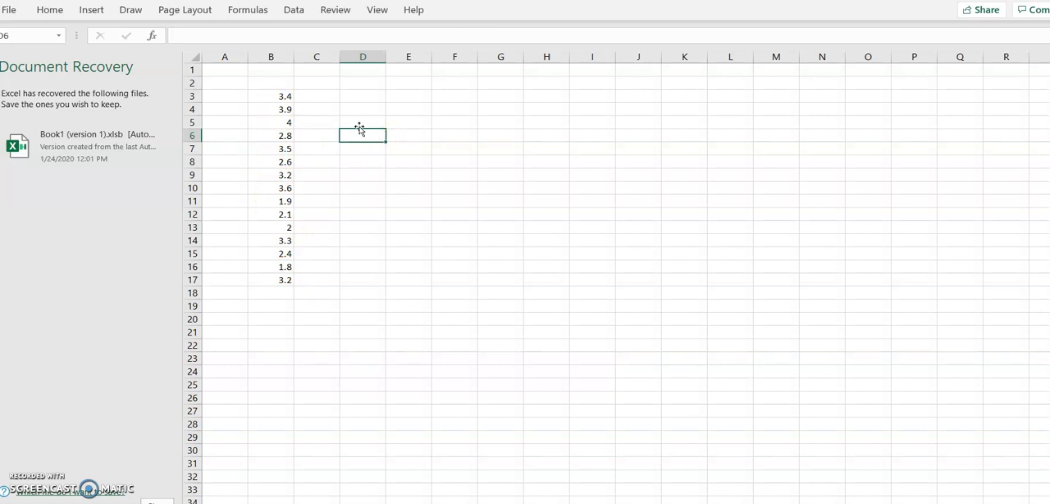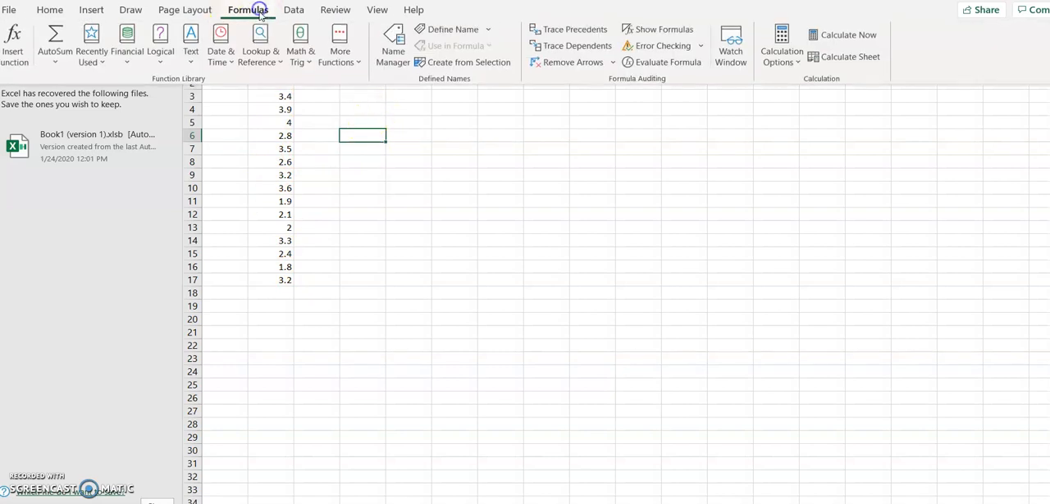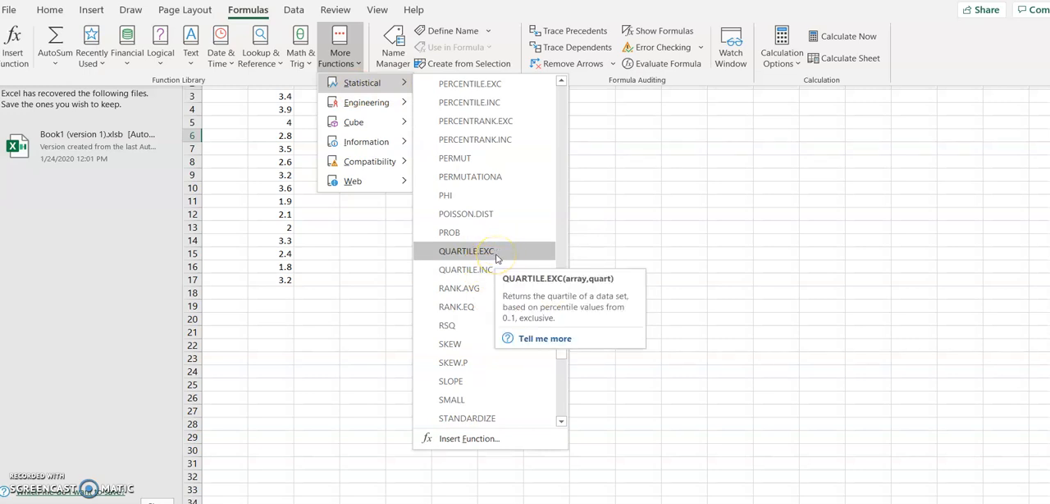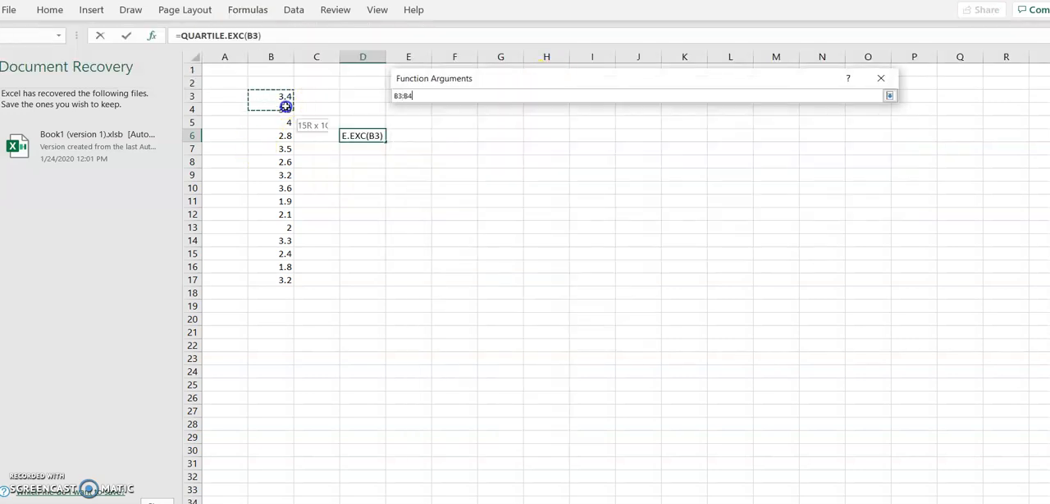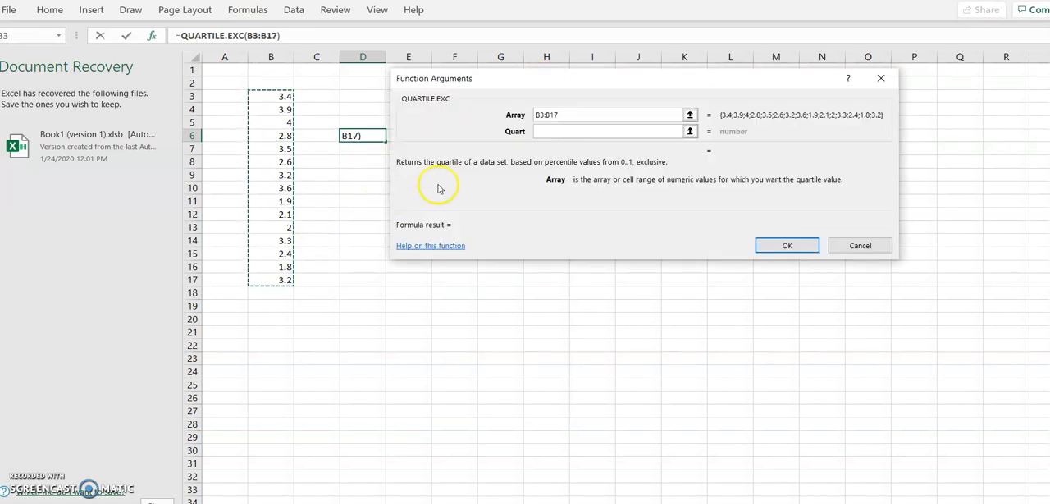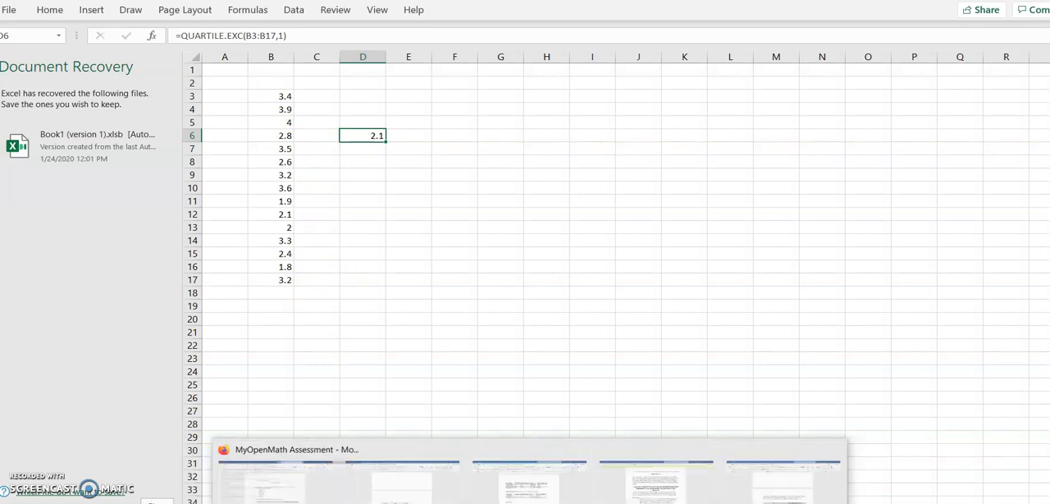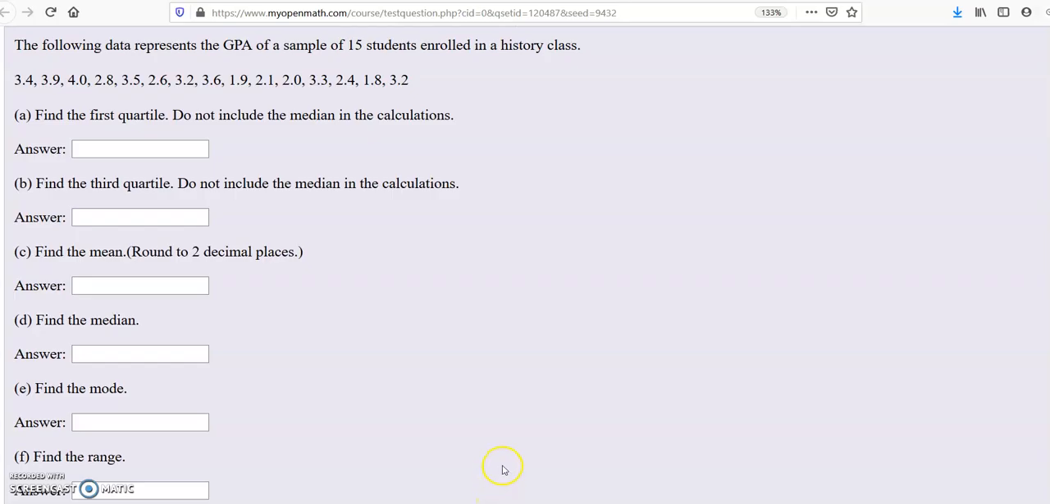Then to get the first quartile, Q1, you go to Formulas, More Functions, Statistical, and Quartile. Pretty sure it's this one. Then you click on the array, and then you type in the quartile. It's either going to be 1, 2, or 3. Quartile 1, and so your first quartile is 2.1. In other words, if you put them in order, 25% of the data is less than 2.1. That's what first quartile means, in case you didn't grasp that so far.